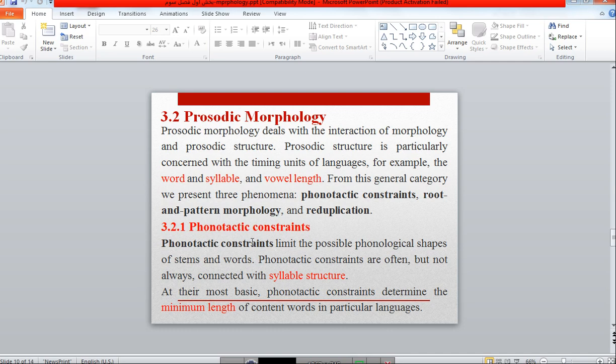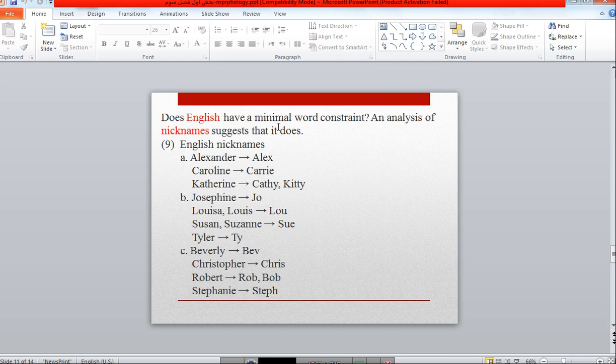For example, in some languages, each content word contains at least two syllables. Other languages require that a content word consists of at least a heavy syllable, where heavy means that the syllable contains a long vowel or diphthong or a vowel and a weight-bearing consonant. Many languages do not have a minimal word constraint, including, for example, Romanian, Icelandic, and some other languages. Does English have a minimum word constraint? This is a question which you may think about. An analysis of nicknames suggests that it does.